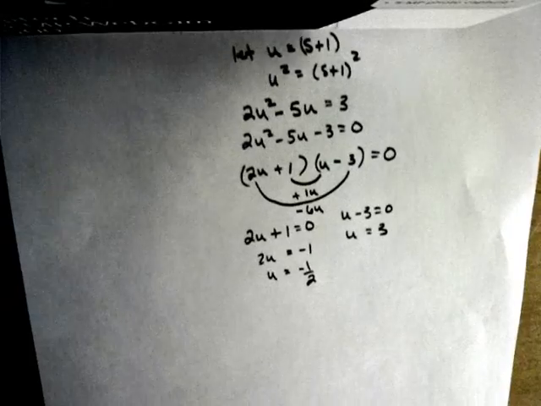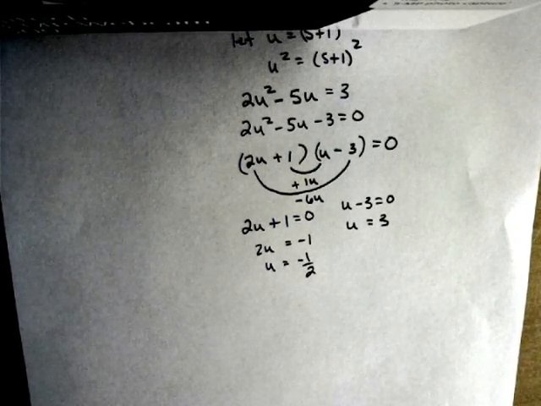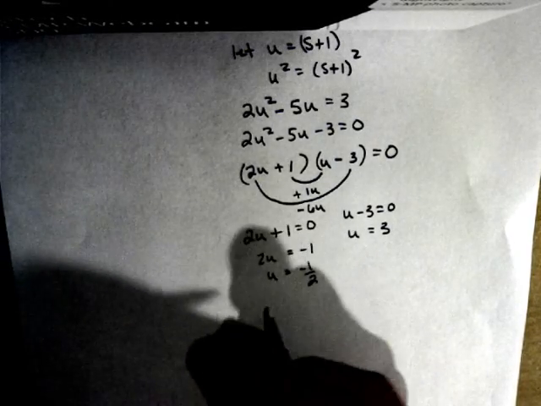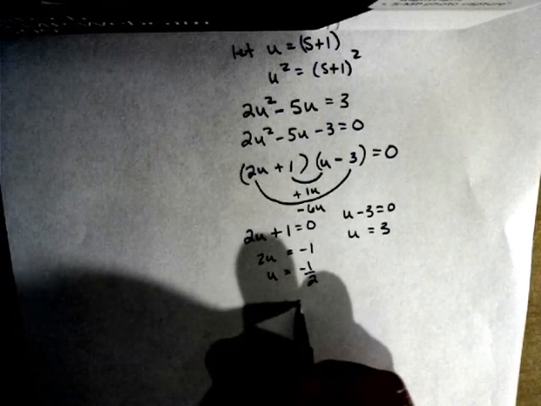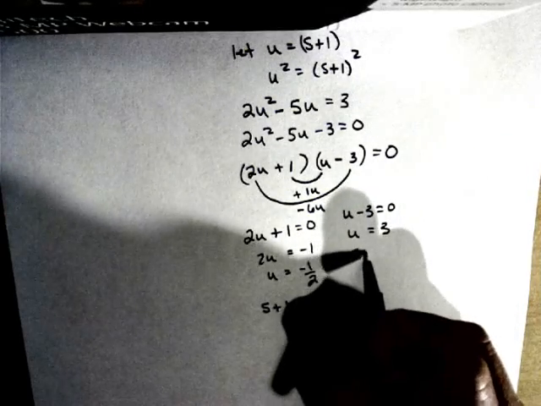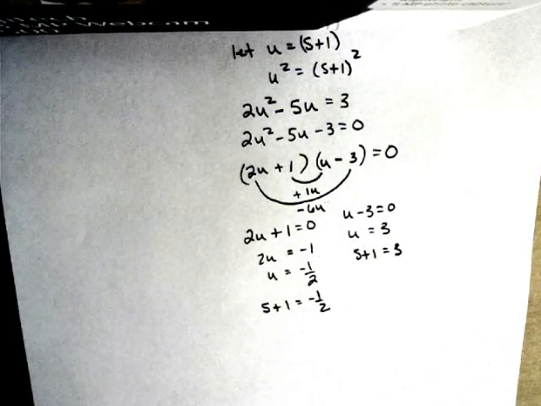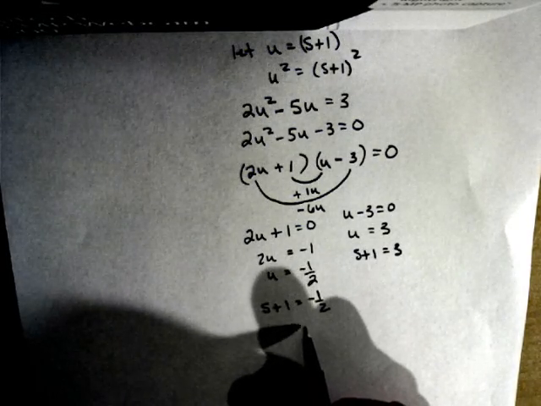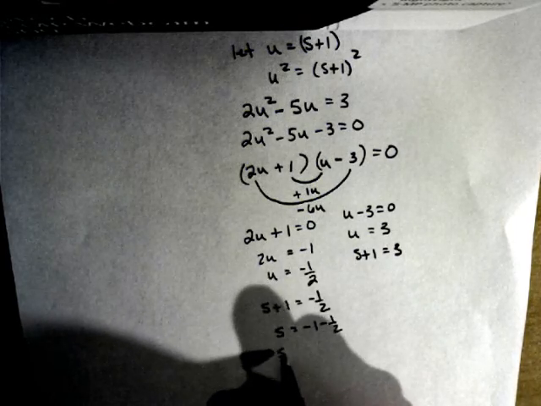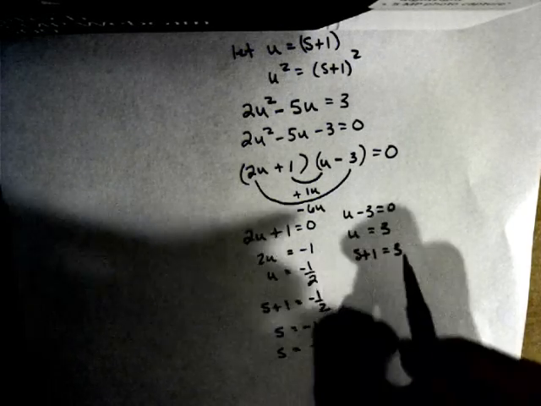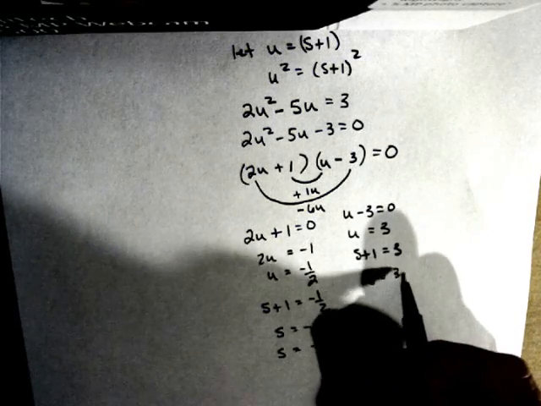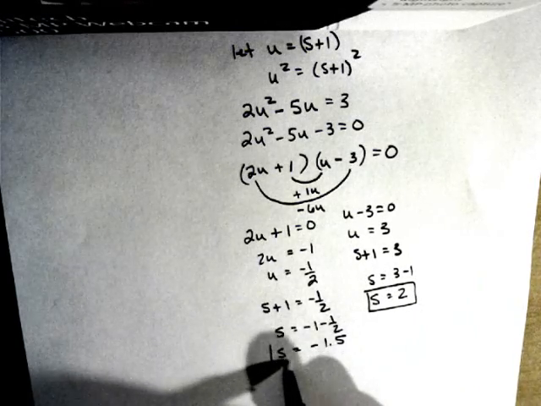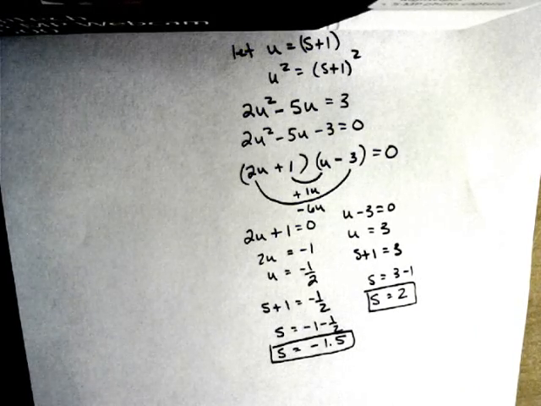Now we have to go back and substitute what we said u was. From the beginning we said u was s plus 1. So instead of writing u, we will now put s plus 1 equals negative 1/2, and s plus 1 is equal to 3. S will equal negative 1 minus 1/2, which is negative 1.5, and s will equal 3 minus 1, which is 2. So s is negative 1.5 and 2.